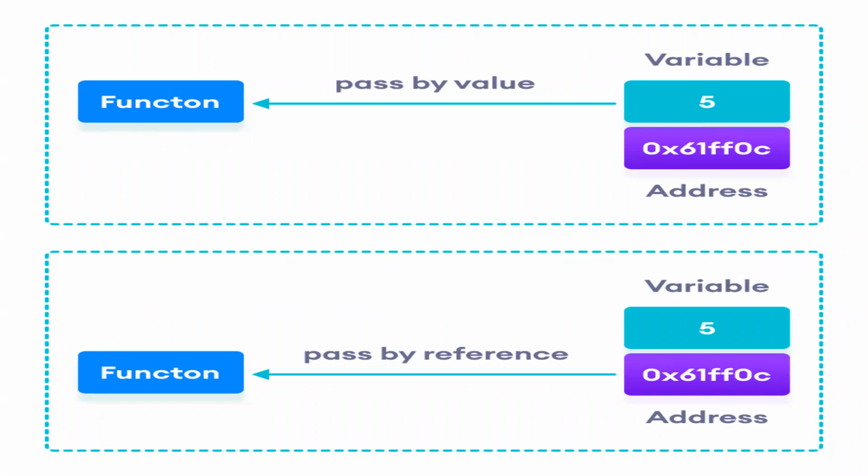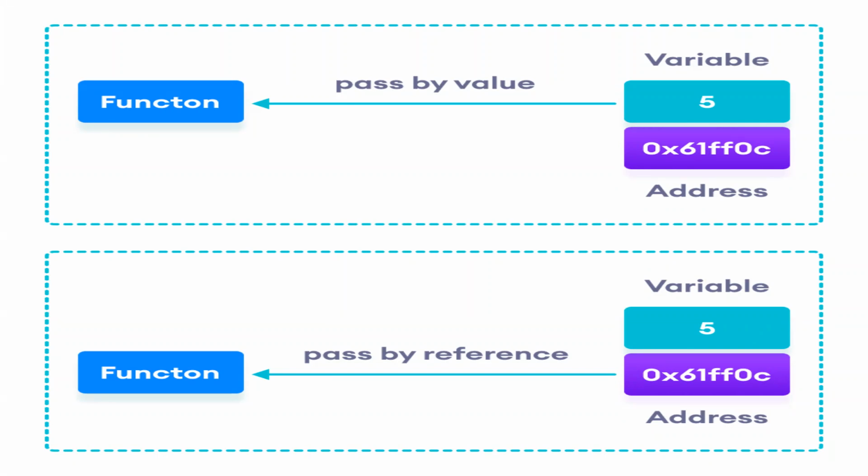When in the prototype of the function there is an argument list present, the arguments have to be passed in the function. Now that passing of the argument list can be done in two ways. One is pass by value, the other is pass by reference.